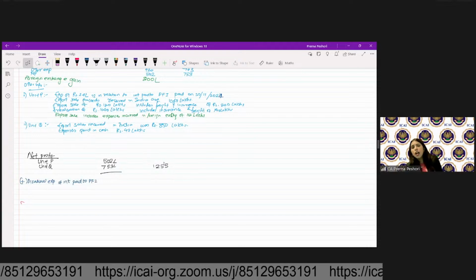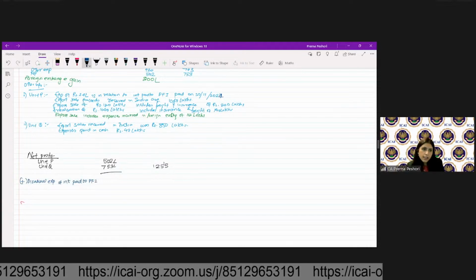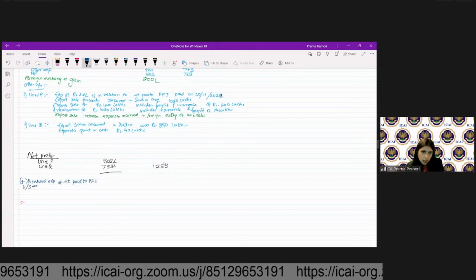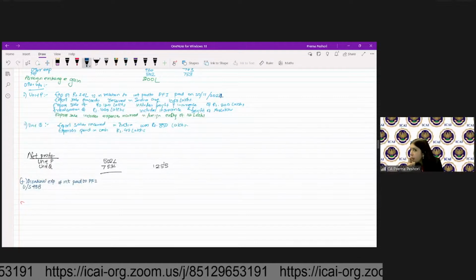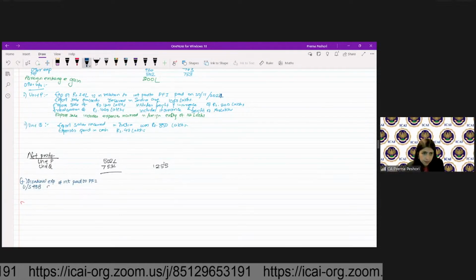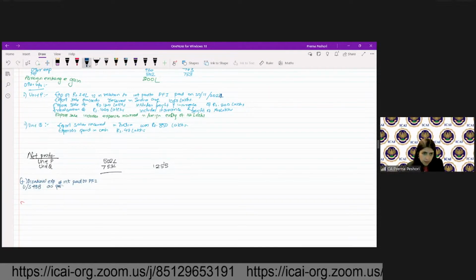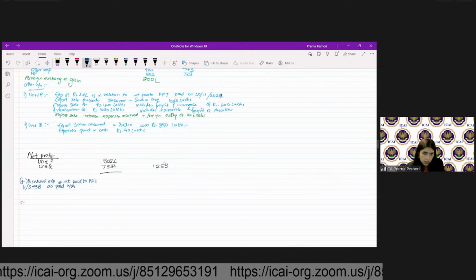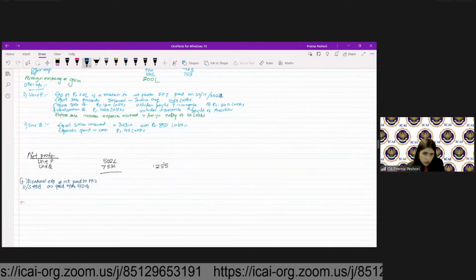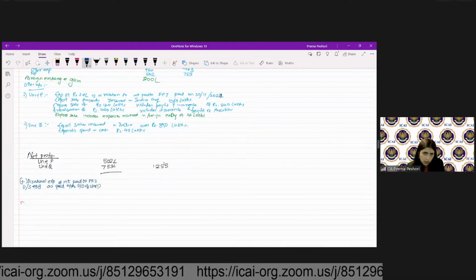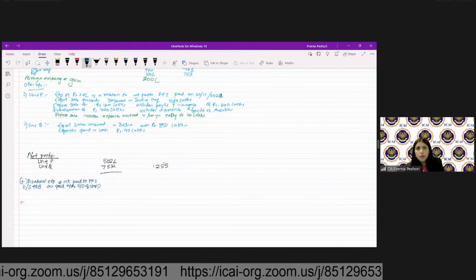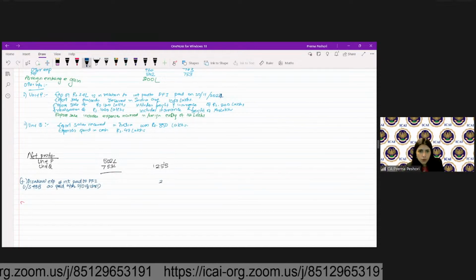Under which section will I disallow? Under section 43B, as paid after the due date under section 139(1). So what is the amount? 24 lakhs.